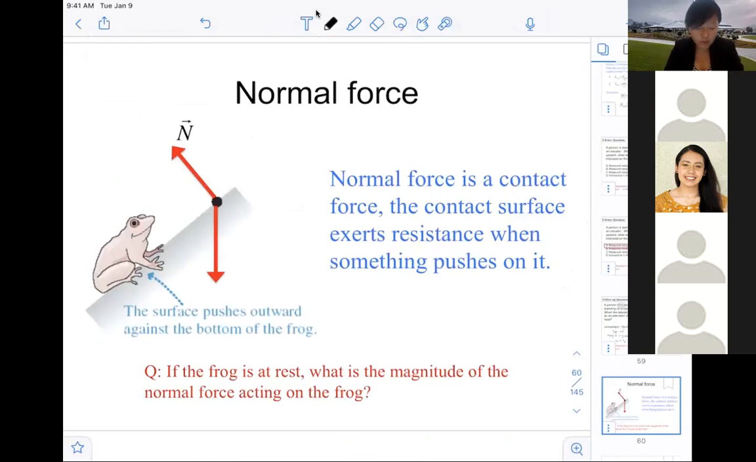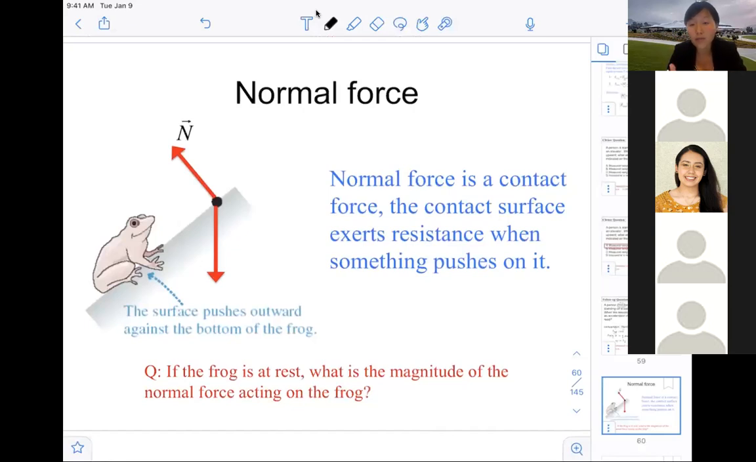So if you look at this object, the frog is sitting at rest. What is the magnitude of the normal force acting on the frog? Okay, so again, in order to find the normal force, you want to look at the balance of the forces in different directions, because it is at rest, meaning the forces must be balanced, right?